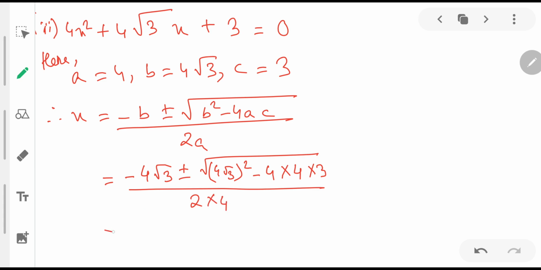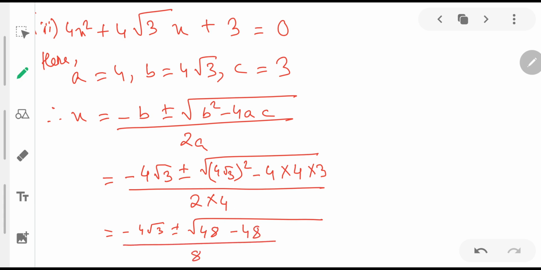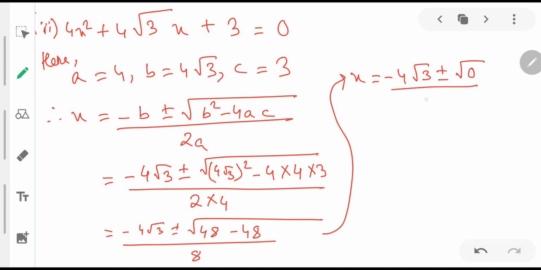2 into a, where a is 4, is 8. So, we will get minus 4 root 3 plus minus root over 4 square, which is 16, and root 3 square is 3. So, ultimately we have to do 16 into 3, that is 48, minus 4 4s are 16, 16 into 3 is 48, divided by 8. So, x equals minus 4 root 3 plus minus root over 48 minus 48, which is root over 0, by 8.